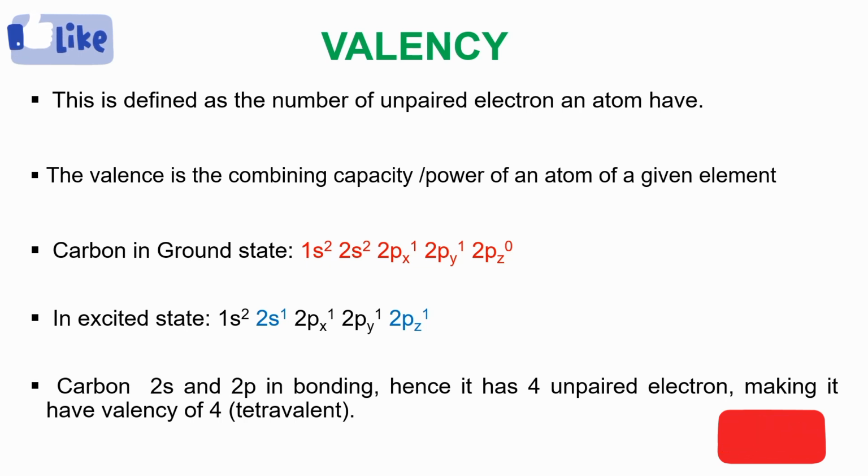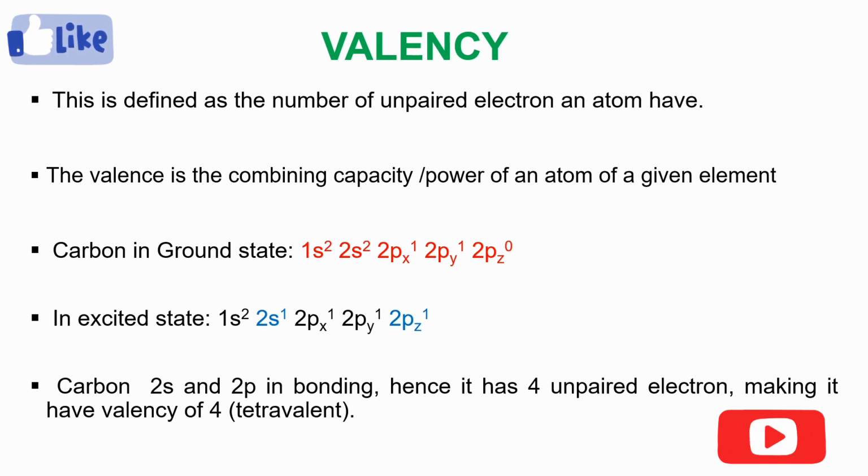An example is looking at carbon. In the ground state, carbon is going to have 1s2, 2s2. Remember, p has 3 degenerate orbitals, so p is going to be 2px. The first electron will enter, the second one will enter into y. Because there are only 2 electrons on p, it ends in y. This happens in the ground state. Why is there no electron in z?